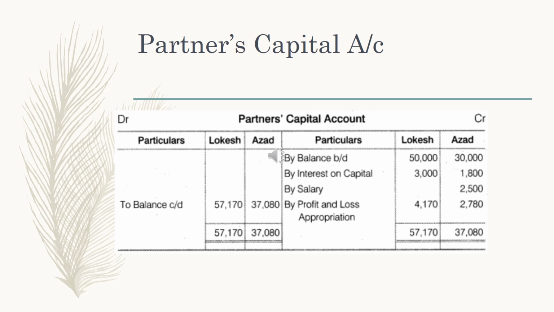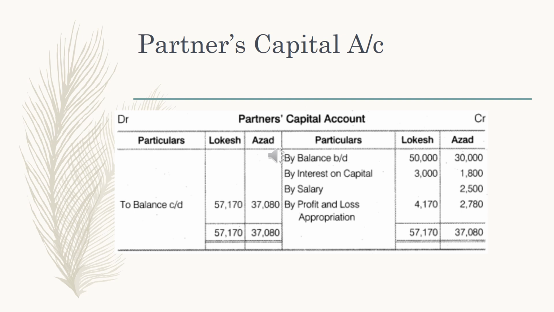Then the salary, which is 2,500. Only Azad is getting that, so we will write it only in Azad's column. Then the profit which is distributed to both the partners is written on the credit side, which is 4,170 and 2,780.